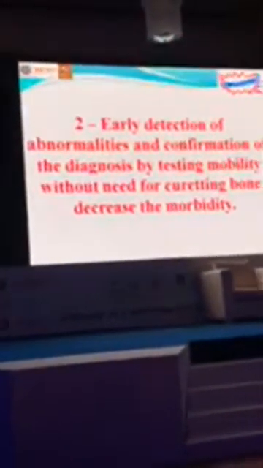Early detection of abnormalities and confirmation of the diagnosis by testing mobility without the need for curetting bone decrease the morbidity. This video shows an abnormal middle ear anatomy which is seen just after elevation of the tympanomeatal flap, and this video shows the ability to test the mobility of the ossicular chain even before completing the elevation of the flap. Here.